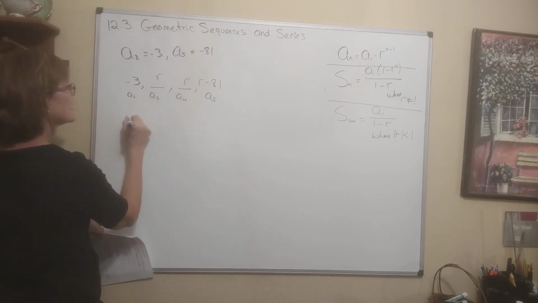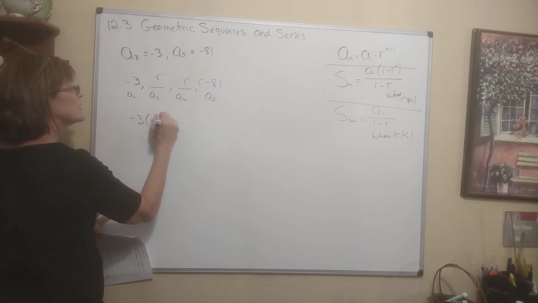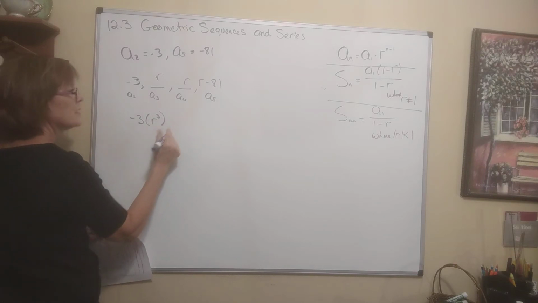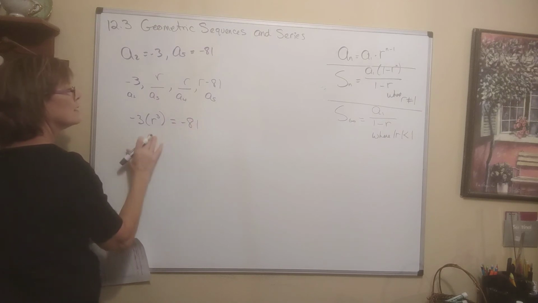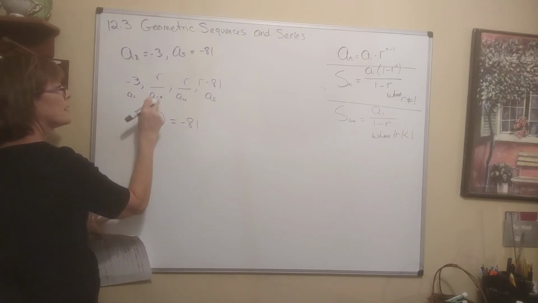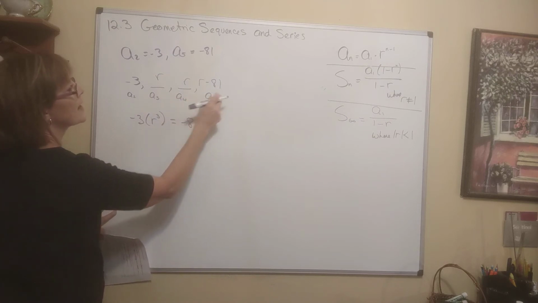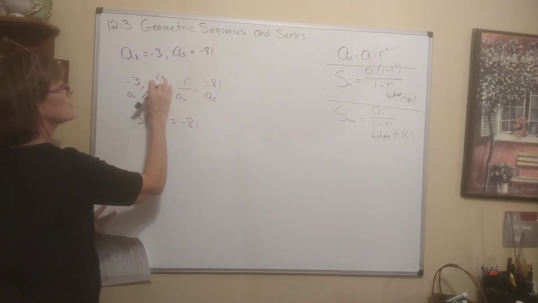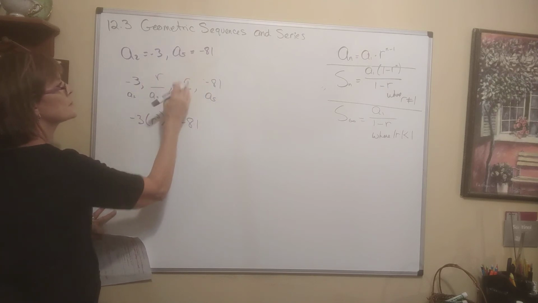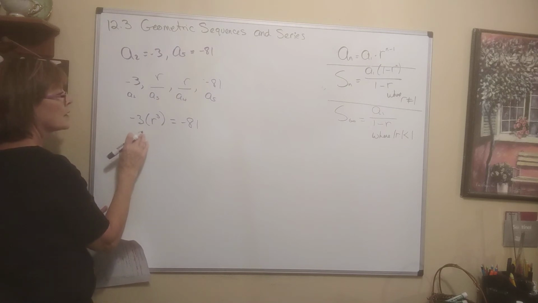So if I take negative 3 times the common ratio 3 cubed, I get the last term, negative 81. Because how did I get this? I multiplied by r, I multiplied that by r, I multiplied that by r, and that gave me negative 81. So this times r gives me this, times r gives me this, times r will give me that.